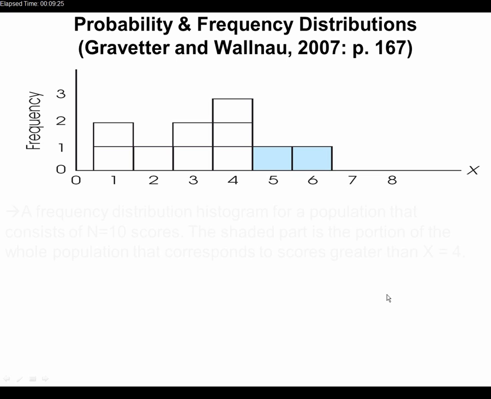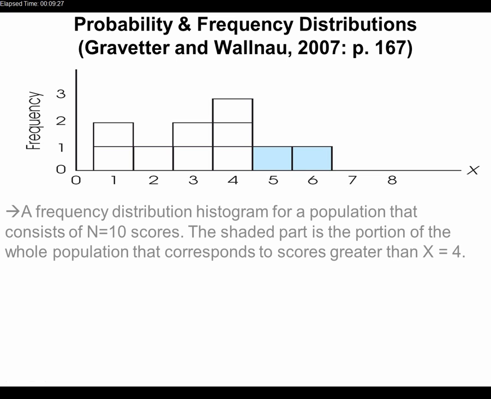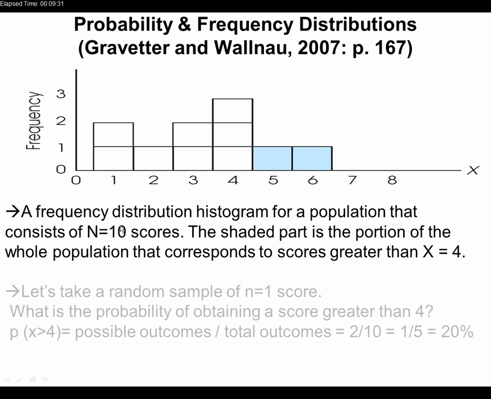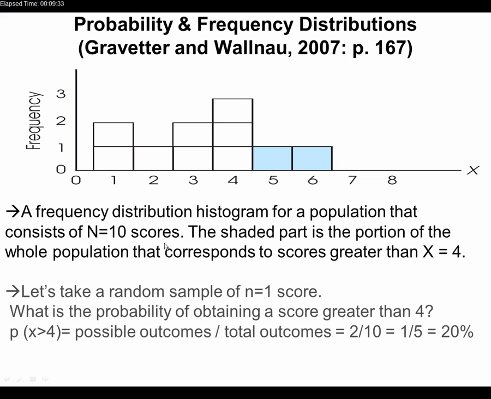Let's take a frequency distribution histogram for a population that consists of n equals 10 scores. Here they are: 1, 2, 3, 4, 5, 6, 7, 8, 9, and 10. The shaded part is the portion of the whole population that corresponds to scores that are greater than 4. So here's 4. The ones that are greater, there are 2 of them.